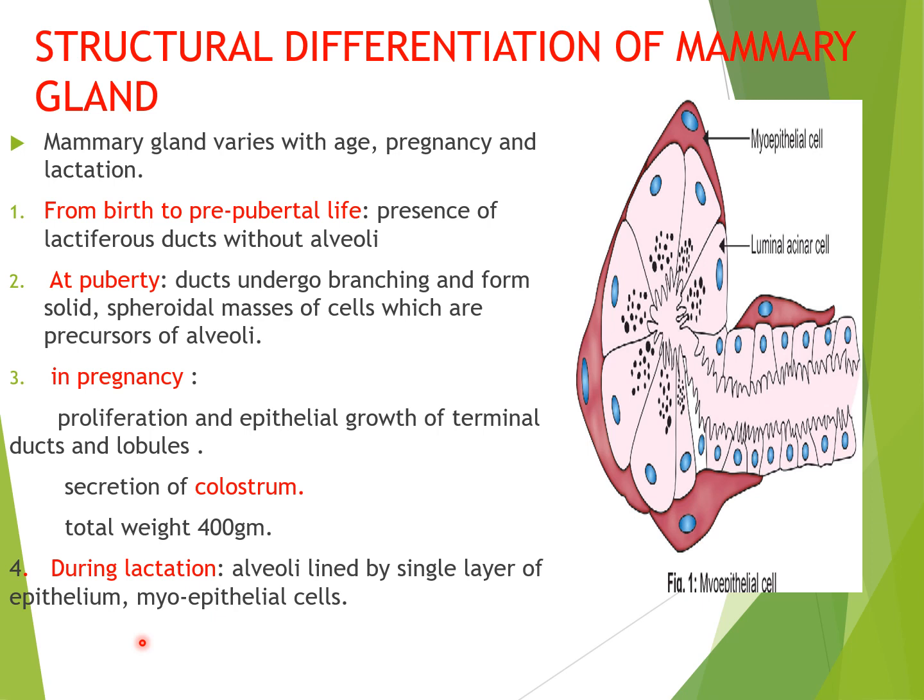So these are the structural variations or differentiations of the mammary gland from birth to pre-pubertal life, then at puberty, in pregnancy and during lactation, and after lactation. When the lactation stops, that is usually after 6 months after birth, the alveoli shrink and the remaining milk is absorbed and the glandular tissue returns to the resting condition.